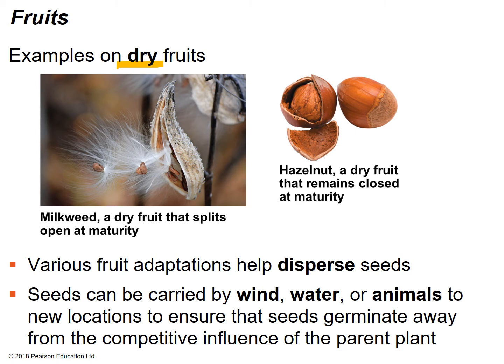Examples of dry fruits: milkweed, a dry fruit that splits open at maturity, as you see here. Hazelnut, a dry fruit that remains closed at maturity. Various fruit adaptations help disperse seeds. Seeds can be carried by wind, water, or animals, sometimes humans, to new locations to ensure that seeds germinate away from the competitive influence of the parent plant.